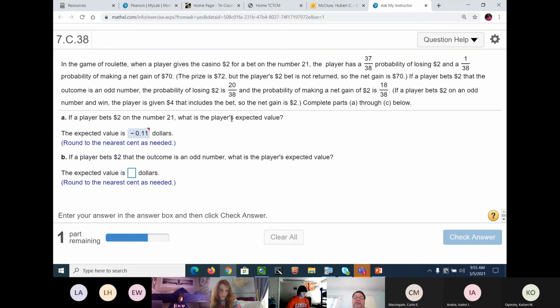When are they ever going to get to the question? If a player bets $2 on an odd number and wins, the player is given $4. That includes the bet, so the net gain is $2. Complete parts A through C. Good golly molly. I can see why you sent this question. This is a stupid question. If a player bets $2 on number 21, what is the player's expected value?